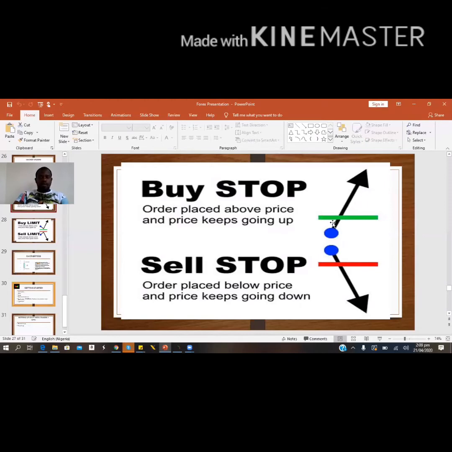The same thing for the buy is the same for the sell, but in reverse. Remember, you're selling, you expect price to go down. You're buying, you expect price to go up. So sell stop, current price is at this level.